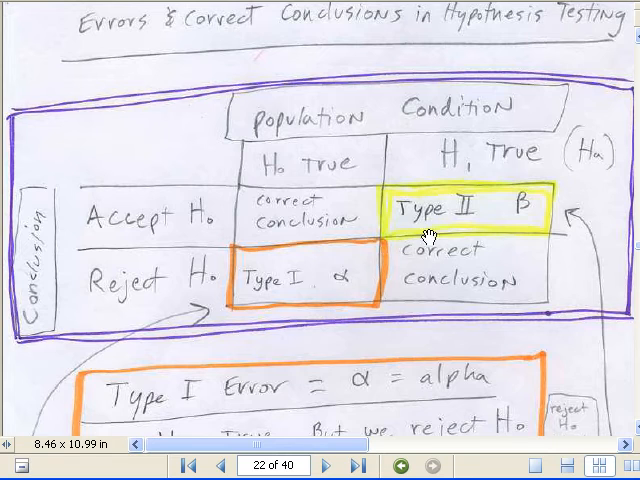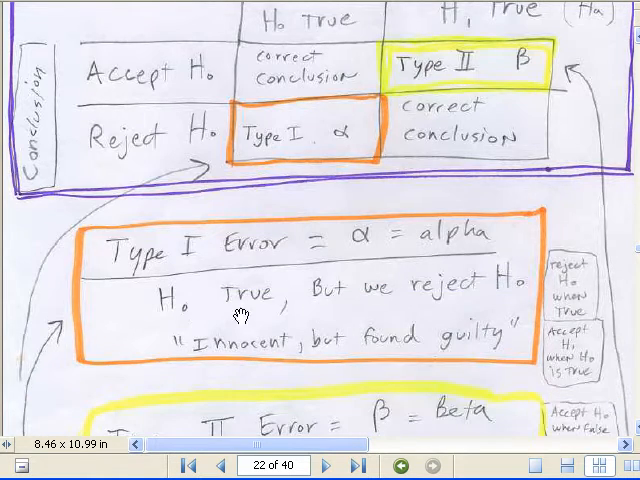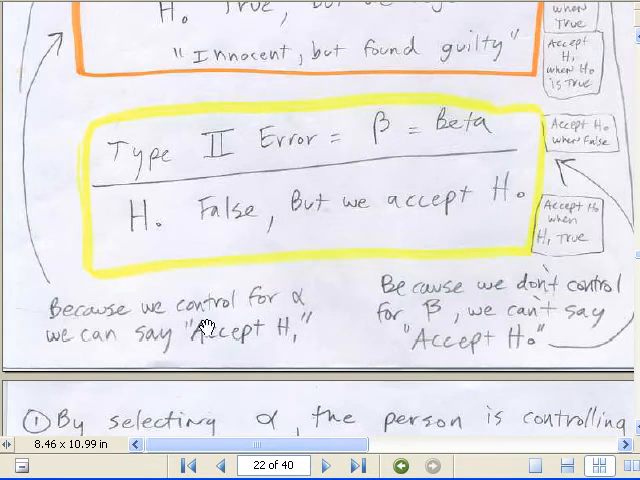Now, why does this matter here? It matters because pretty much all we're going to be doing is type 1, alpha. Our type 1 error is H sub 0 is true, but we reject it. We're going to be able to control this by picking our alpha level, our level of significance. So we have some control over this. And that is why, when we make a conclusion, we're going to be able to accept H sub 1 in essence as being true. Because we're not controlling for beta, we're never going to say accept H sub 0.